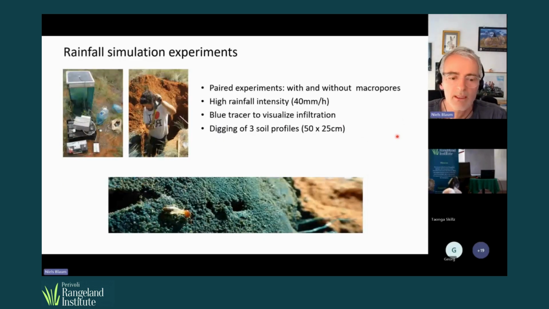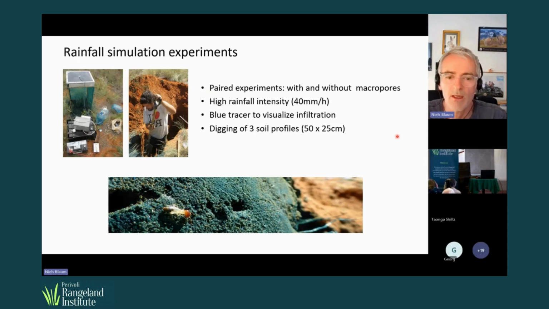What Arnim and his co-workers did, he did paired experiments at sites where there were macropores, and they compared these sites with sites without macropores. He applied a high rainfall intensity, and we used a blue tracer. It is basically a color that you use for food production, so it's nothing harmful at all. So you could have eaten it if you wish. In many chewing gums, if it makes your tongue or your lips green, blue, or whatsoever, this is basically that product. And we used it to visualize infiltration.